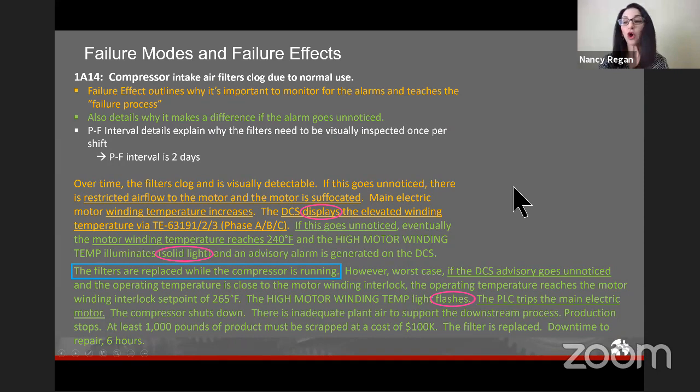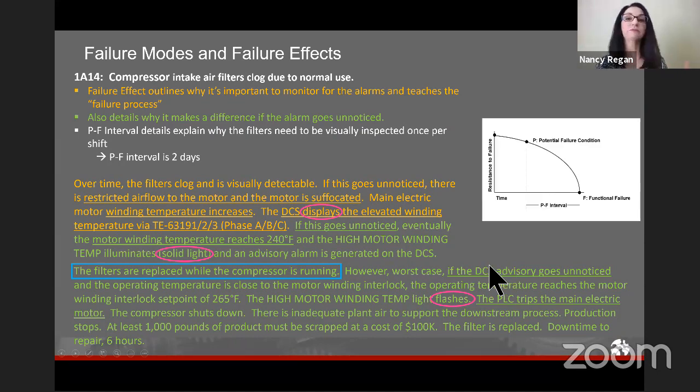So if you don't already know what a P2f interval is, let me just very quickly introduce it again. The x-axis is time, as you can see here. Now, time can be measured in any number of units. It could be calendar time, it could be miles, it could be operating hours, it could be cycles. It doesn't matter what it is. And the y-axis is the resistance to failure.